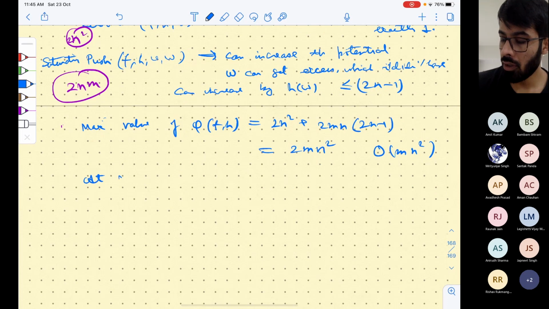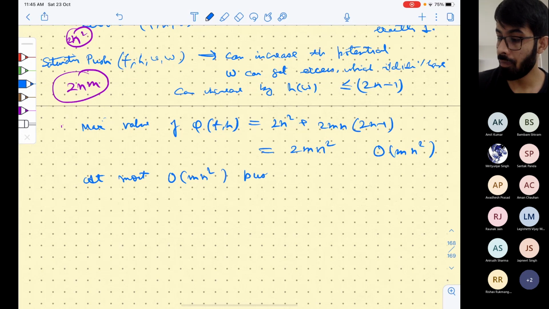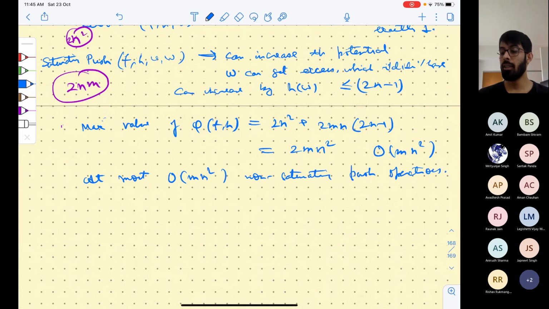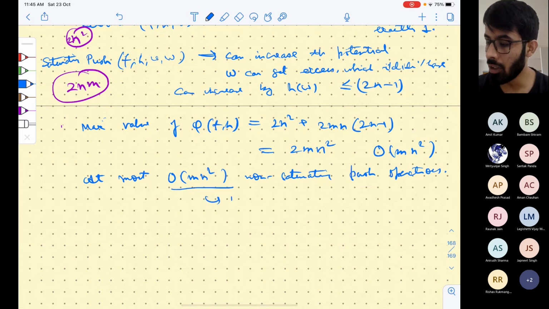So at most order mn square push operations, non-saturating push operations. So this finishes that how many operations are there. We have not really gone into how to implement this, in the graph and so on. But in the book, if you look, in order one time you can find a node with excess and so on, and you can implement this in basically order mn square time. So this is the running time as well.